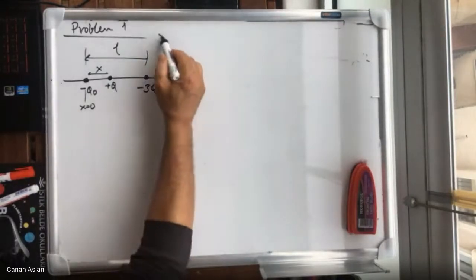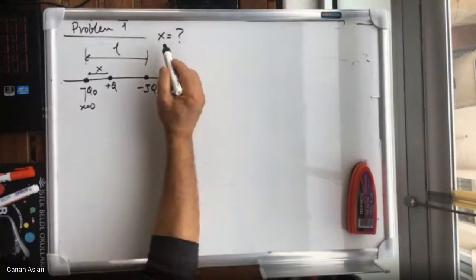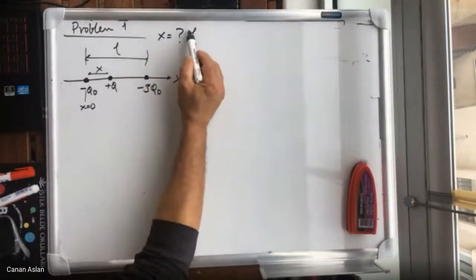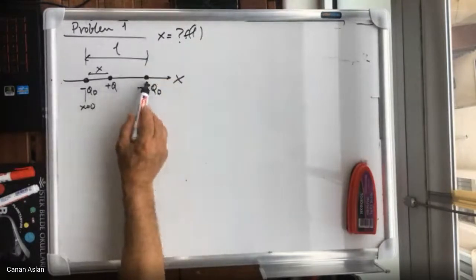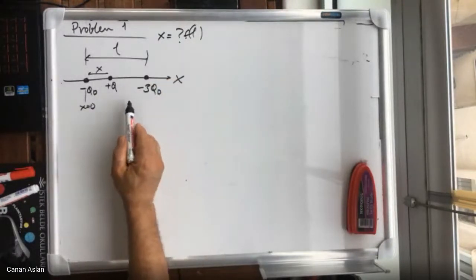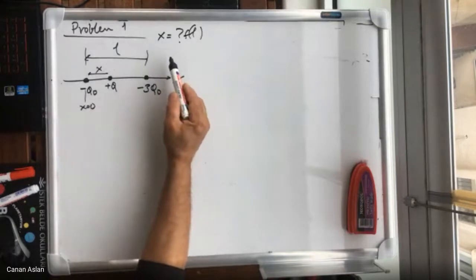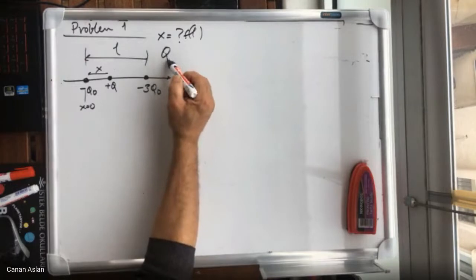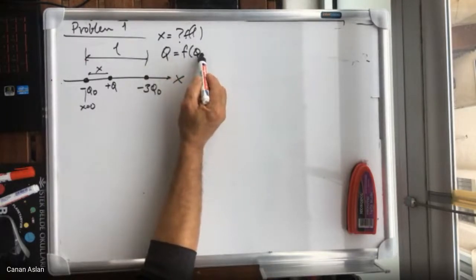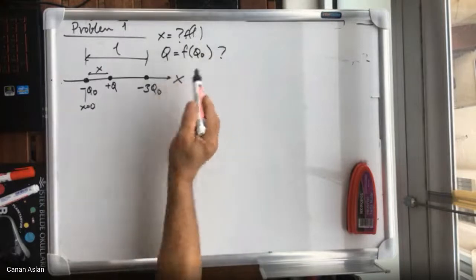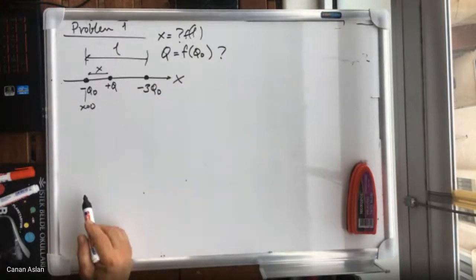So find what is the X value as a function of L, at what X value the system is in a stationary position. And also, what is the value of the charge in terms of Q0 for a stationary or equilibrium situation.